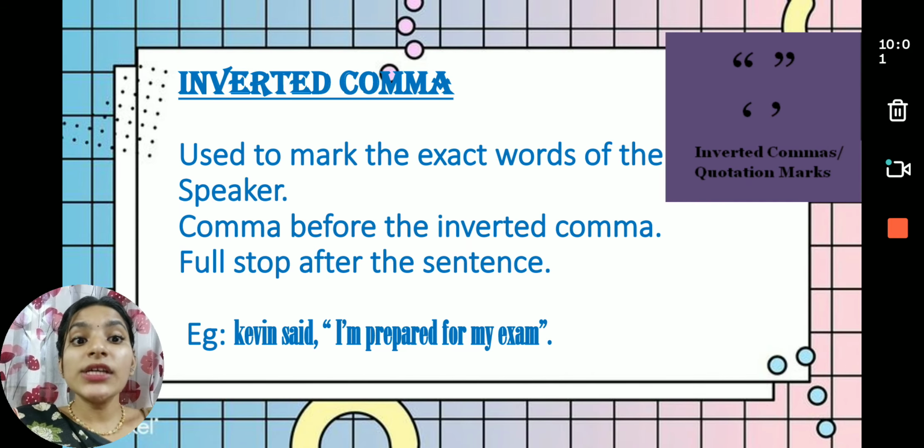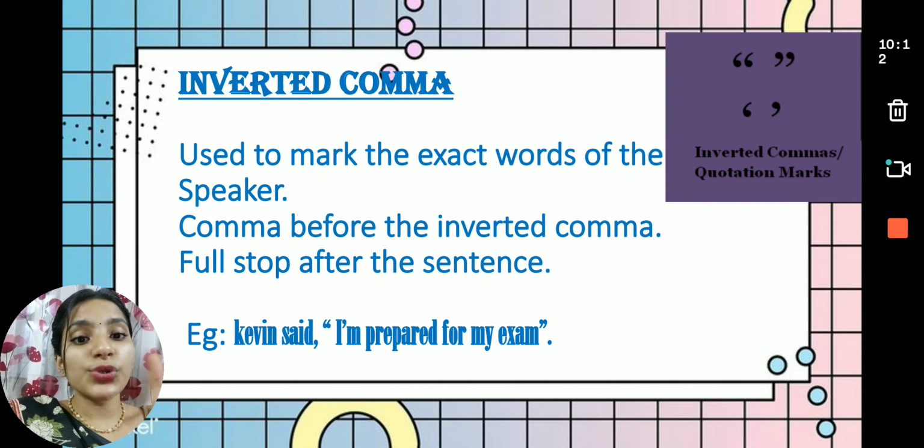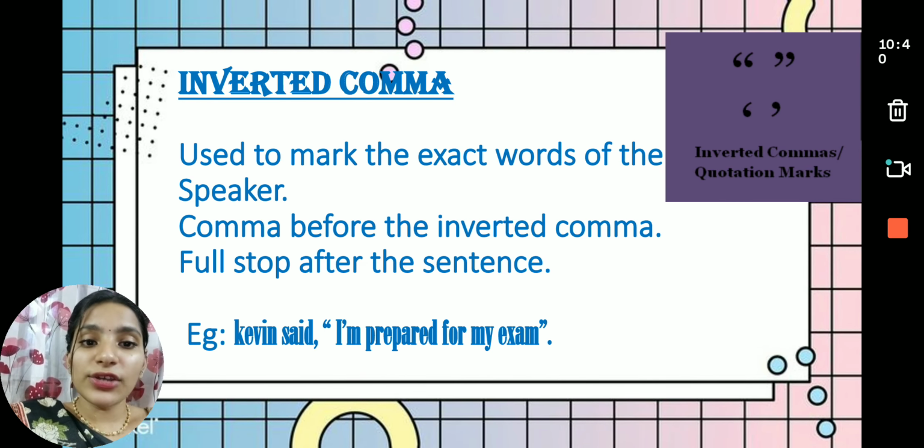So what does that mean? It is used to mark the exact words of the speaker. When somebody is saying something in a sentence, we will quote the words said by that person. For example, Kevin said, "I'm prepared for my exam." So what have we quoted there? "I'm prepared for my exam." Whatever Kevin has said, we are quoting it. And the form to write it is, can you see, Kevin said, comma. So there should be a comma before the inverted comma and then a full stop at the end of the sentence.